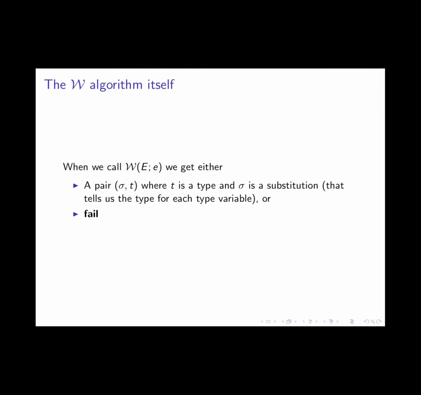So when we call the W algorithm, what do we get? Well, either we get a type, which is what we want, and a type substitution that tells us the type for each type variable, or we get fail, in which case we know that our expression E cannot be typed.